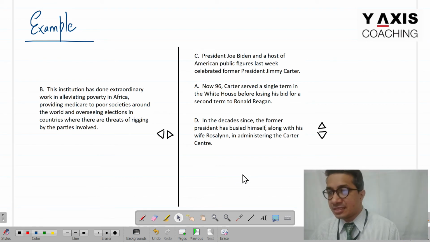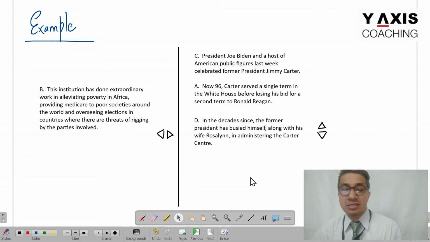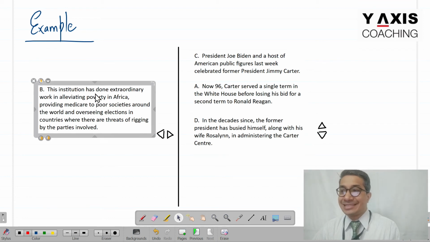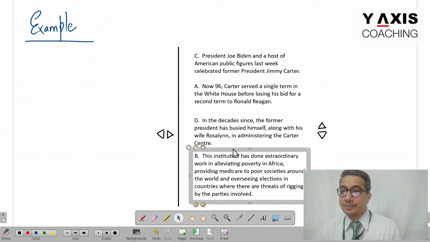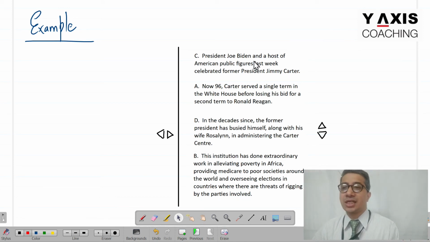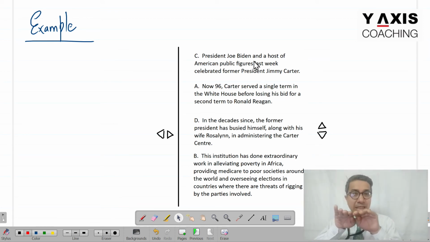In the decades since, the former president has busied himself along with his wife Rosalynn in administering the Carter Center. Now we have an institution, the Carter Center, and this institution is referring to the pronoun which we read in statement B. So this is exactly how the connection is going on. A good paragraph always starts with an independent statement which is complete, which does not really depend on anything else to make sense. Everything else apart from that topic sentence would always rely on the previous sentence to make sense.